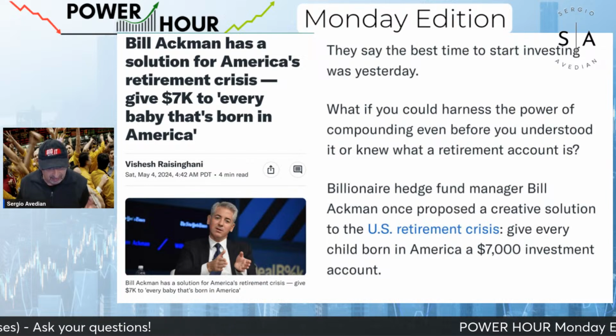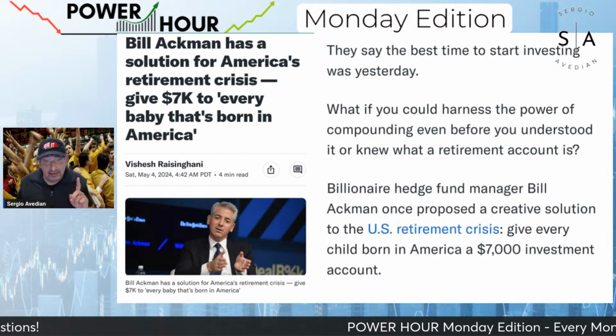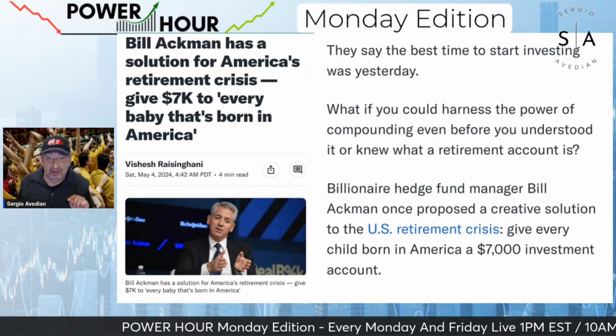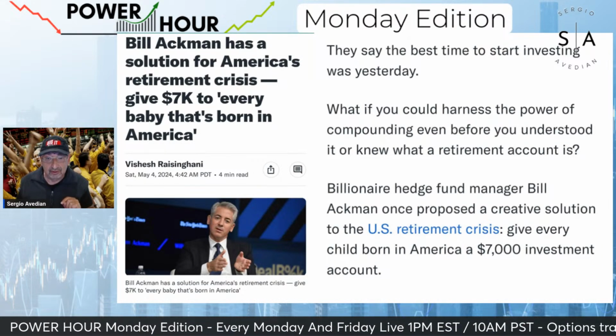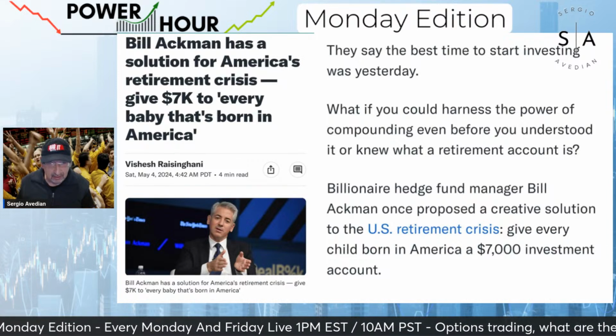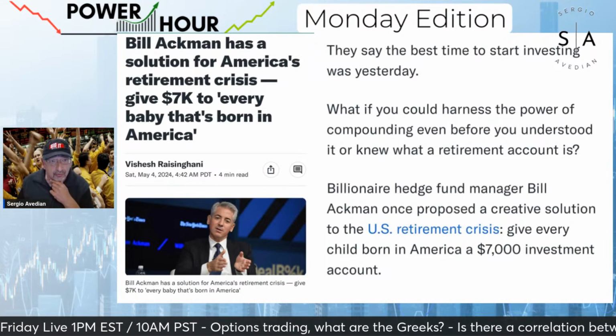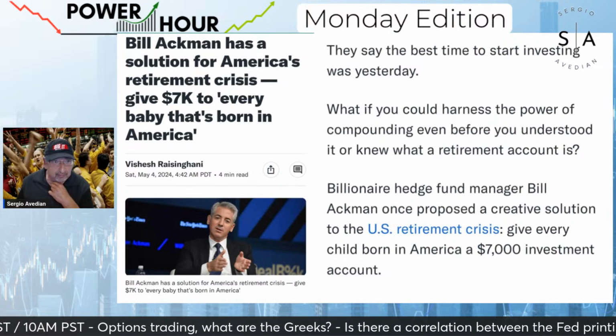So Bill Ackman said, and this, I'm on board with this, okay? Just like I'm on board with Bitcoin with Michael Saylor, I'm definitely on board with this one. So Bill Ackman has a solution for America's retirement crisis. Okay.